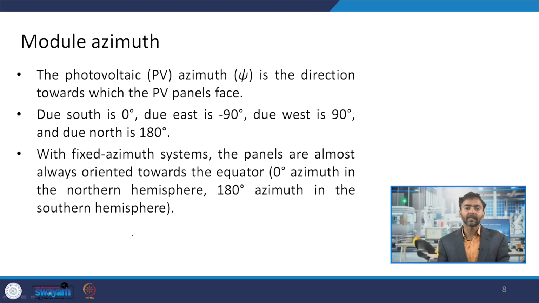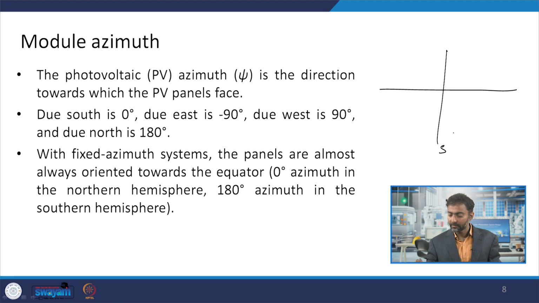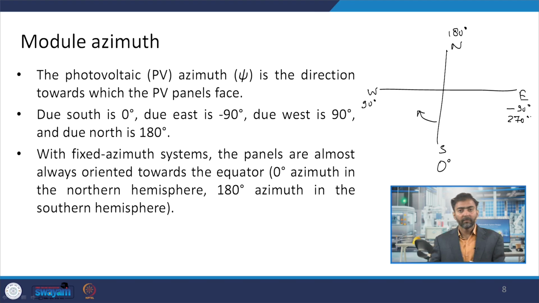So this is usually the sign convention we follow for module azimuth. You have 4 directions: south, north, west and east. Usually we call the south direction 0 degree, that is the reference direction. Then we go in a clockwise direction. So south is 0 degree, then west is 90 degree, north is 180 degree and east is minus 90 degree or 270 degree. So we follow this sign convention for module azimuth.